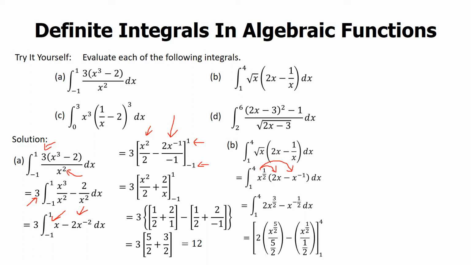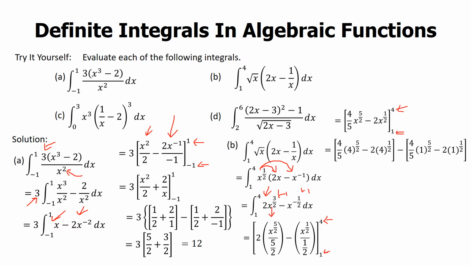Integration of 2x to the power of 3 over 2 gives us 2 times x to the power of 5 over 2, because the power 3 over 2 plus 1, then we get 5 over 2, divided by 5 over 2, minus x to the power of half, because -half plus 1, we get a half over half. So put the square bracket, limit from 1 to 4. Then we simplify, which gives us 4 over 5 x to the power of 5 over 2 minus 2x to the power half, limit from 1 to 4.